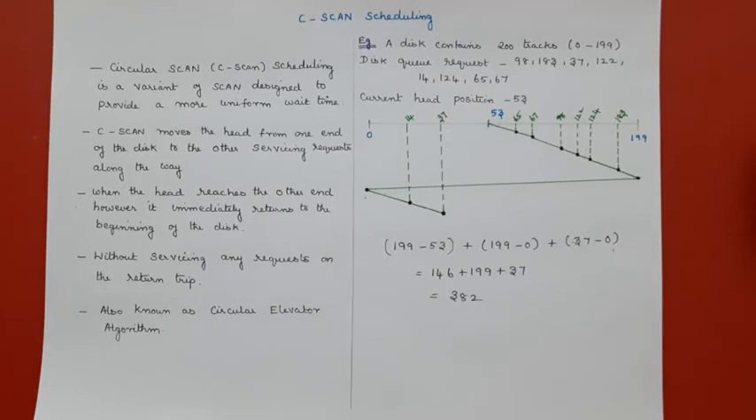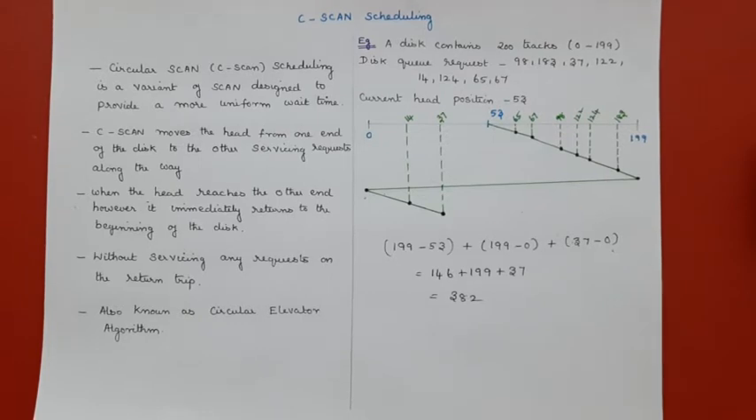Hi, in this video we are going to see about yet another disk scheduling algorithm called C-scan scheduling algorithm. So C-scan is nothing but circular scan scheduling algorithm. It is a variant of the scan algorithm which we have seen in the previous video. This C-scan algorithm is specially designed to provide more uniform wait time.